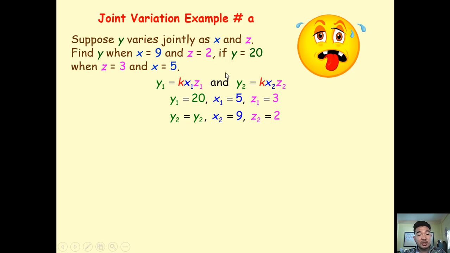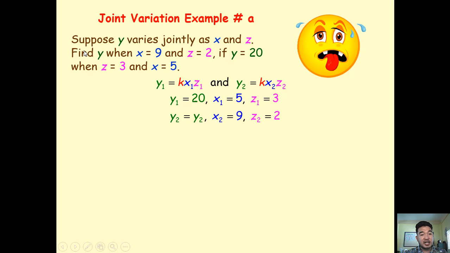And then we substitute. So y sub 1 is equal to 20. Ito yun. Then x sub 1 is equal to 5. Then z sub 1 is equal to 3. Sila yung nasa first equation kasi sila yung kumpleto. Sila yung tatlo ang values. Unlike kanina, itong nasabi sa yung unang na-mention, kulang siya ng y. Kasi yun yung hinahanap natin, ano?